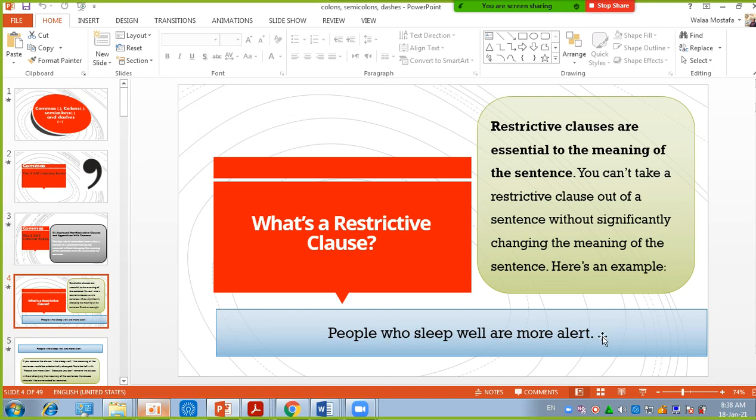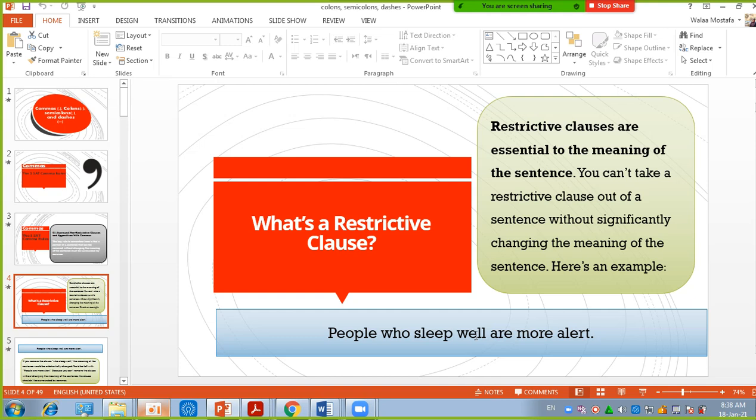You can see my screen, right? Can you see my screen? Yes. Okay. Where is the clause? Who sleep well. This is my clause. Let me check if it is restrictive or non-restrictive. Just omit who sleep well. What will be the left-out? People are more alert. What does this mean? Does it mean something?